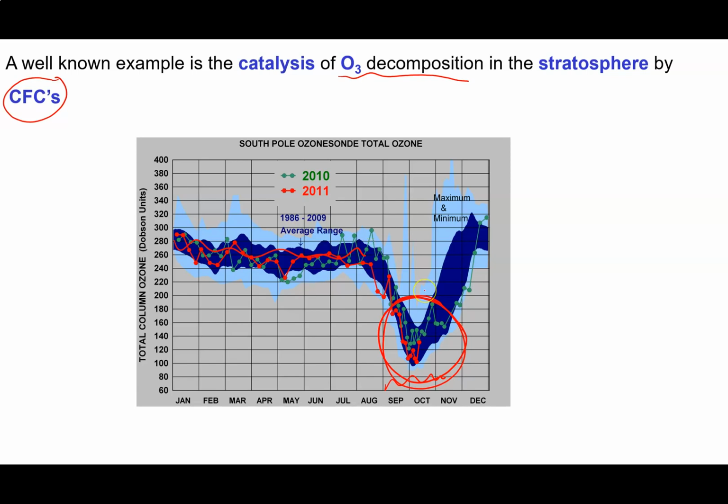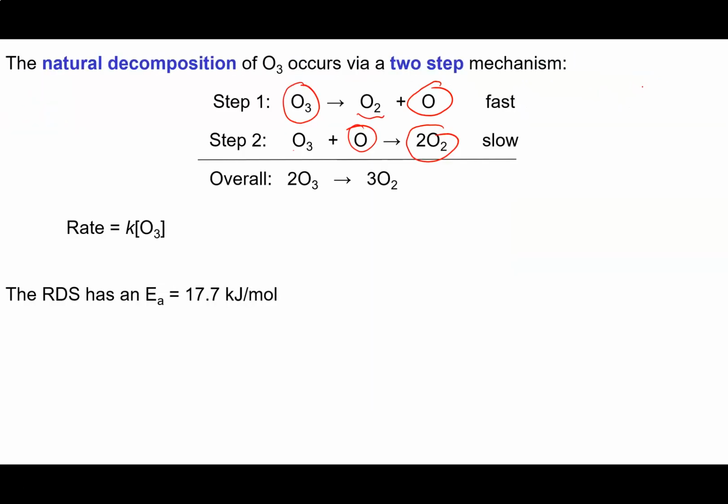This hole was getting bigger and bigger and spreading to latitudes further and further north every year. It was a mystery as to why this was occurring. Then chemists figured out that it was a result of the catalytic action of a class of compounds called chlorofluorocarbons, or CFCs. The natural decomposition of ozone occurs via a two-step mechanism.